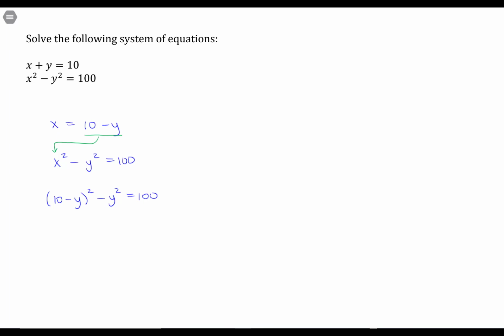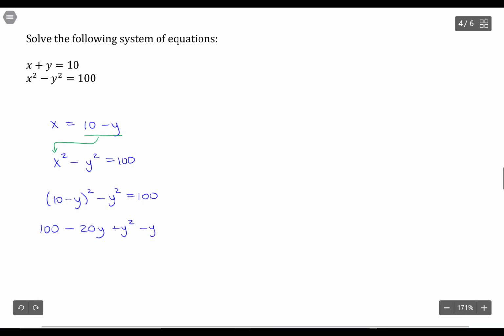Let's square this binomial out. So the square of the first, 100, plus 2 times the first times the second, so minus 20y, and then plus y squared. Okay, now it looks like I have a lot of things that will cancel, which is always nice. y squared and negative y squared will cancel. 100 and 100, because if I subtract 100 from both sides to combine them, well, they just cancel out.